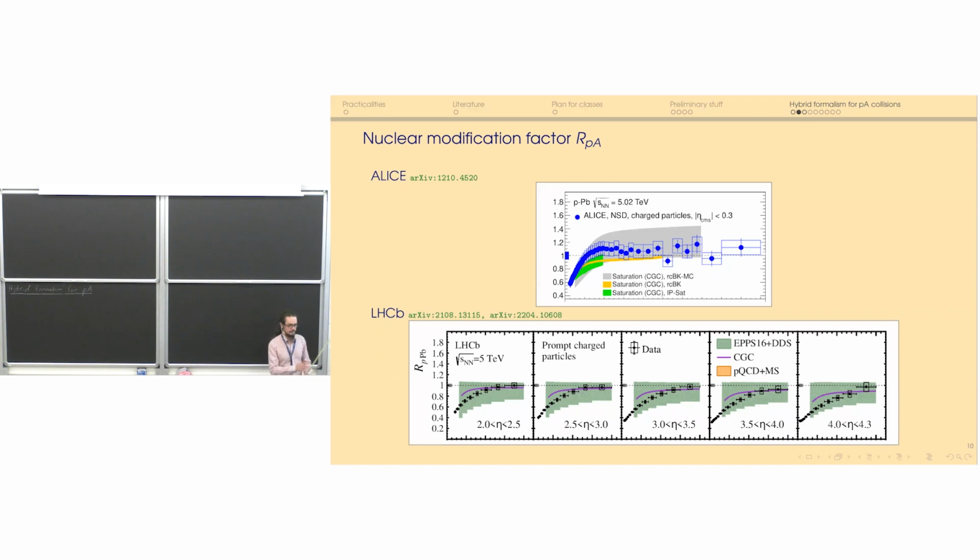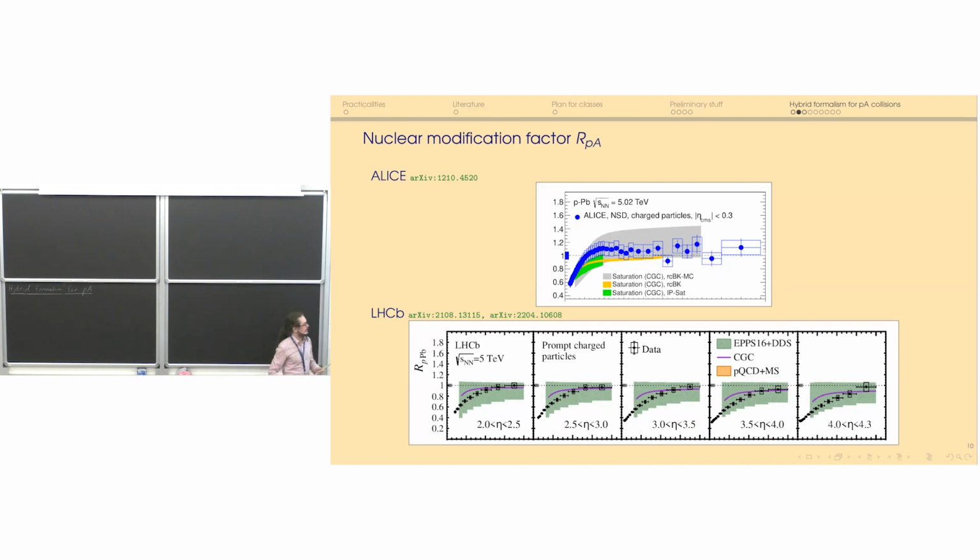RPA is normalized in such a way that if it was 1, then the collision with a nucleus would be just a superposition of collisions with A nucleons, and nothing more non-trivial would be happening. Any deviations from 1 are caused by the fact that the nucleus is not just nucleons scattering independently of each other.